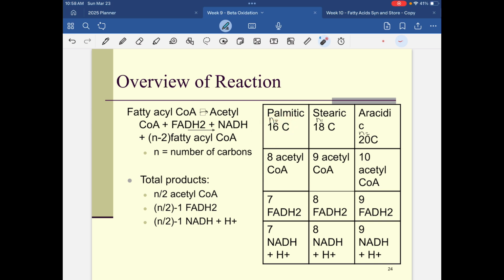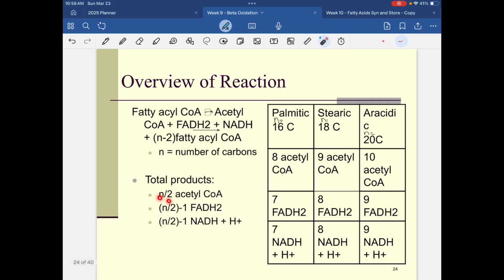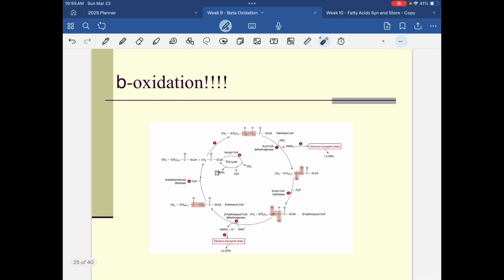Palmitic acid has 16 carbons. 16 divided by 2 tells me I have 8 acetyl-CoA. I can do 16 again. 16 divided by 2 is 8, minus 1. I'm going to get 7 FADH2. Same as NADH. I did ask him about this too. It doesn't look like we're going to have to do any of these calculations on the exam, or he would at least give us a heads up if we do. But it's kind of helpful to know that we're going to get half the amount of acetyl-CoA as we have carbons in our fatty acid, and that's going to help us to talk about how much ATP we can produce from a specific fatty acid.